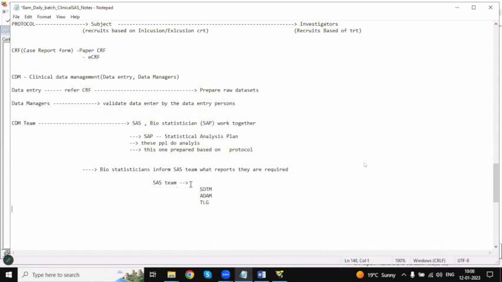Going forward, we'll understand this one. But as of now, just understand the flow. Here, the flow is important, and which teams are involved is important. Going forward, we'll discuss in detail later. So first the CDM team prepares the raw data sets from the CRF. Next is the SAS team. They'll work with the biostatisticians and prepare these reports. The next team is the medical writing team.